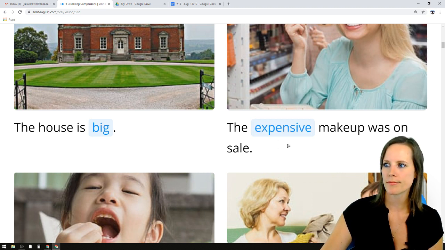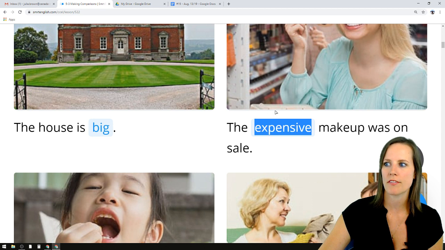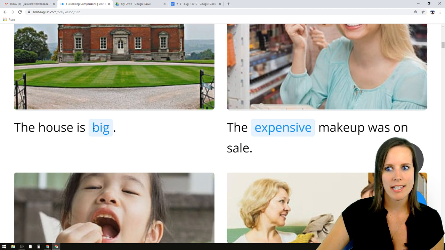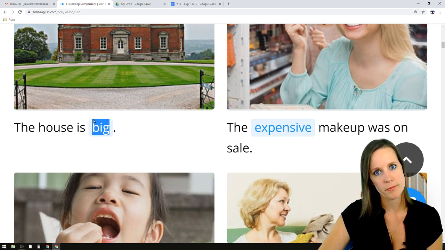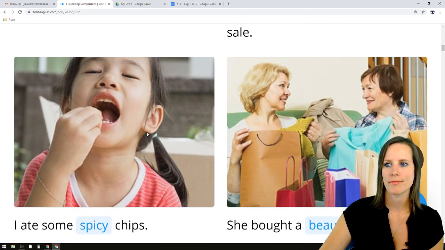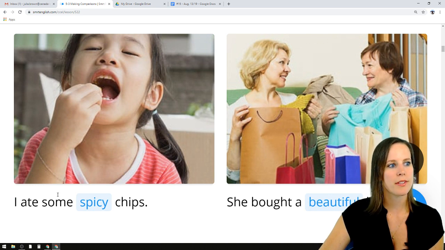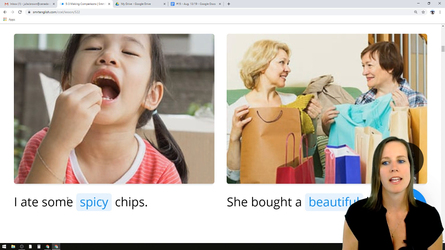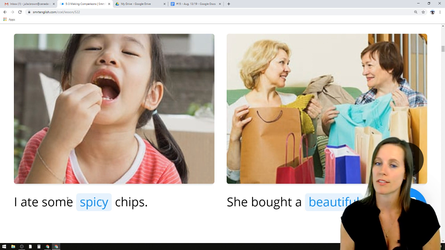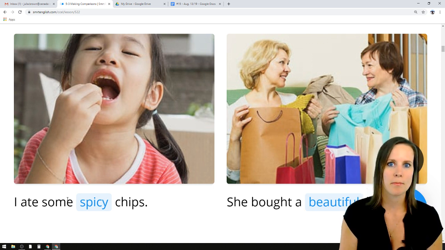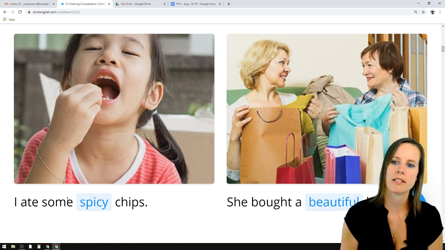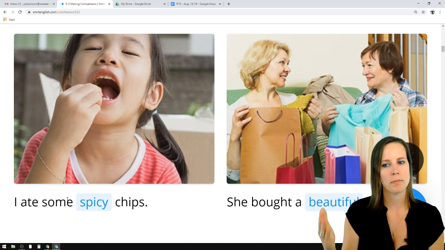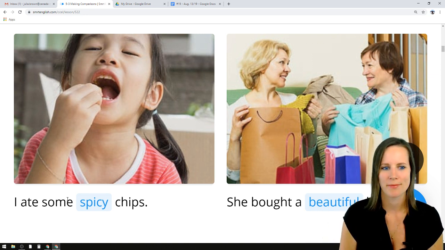Okay. We often see adjectives before the nouns, okay? And we often see adjectives after the be verb. Okay. A few more examples. I ate some chips, no description, or I ate some spicy chips. Okay. Or I ate some delicious chips. Okay, spicy, delicious, crunchy, all before the noun chips.